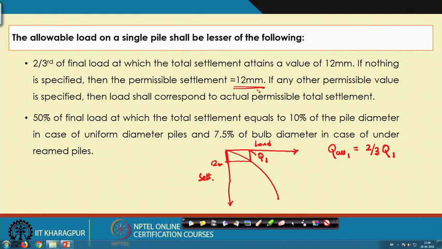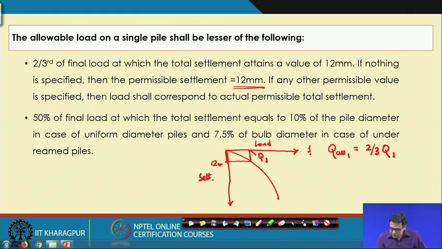And this is clause 1, and clause 2 is 50% of the final load at which total settlement equals 10% of pile diameter in case of a uniform diameter pile, or 7.5% of bulb diameter in case of an under-reamed pile.